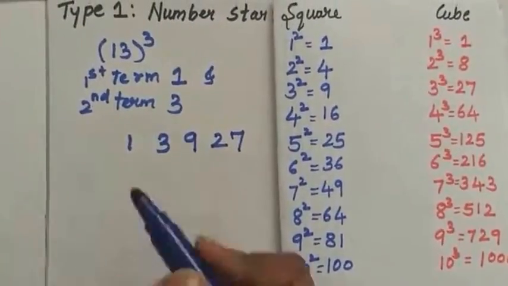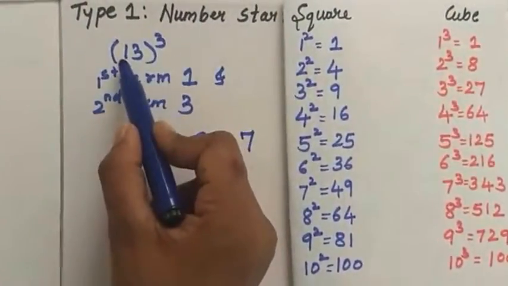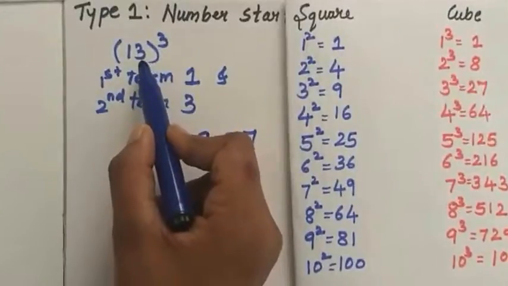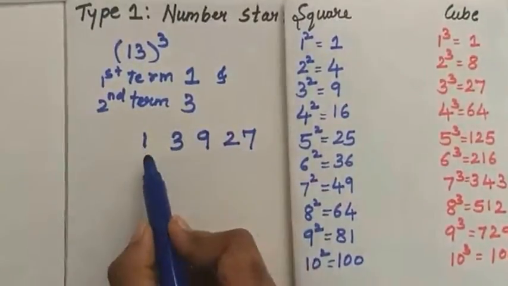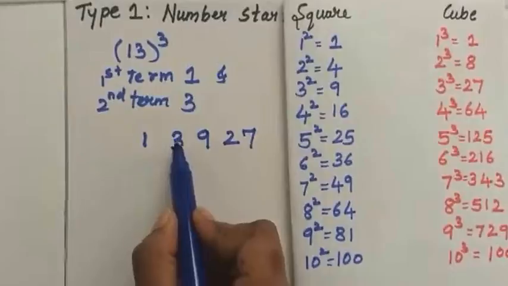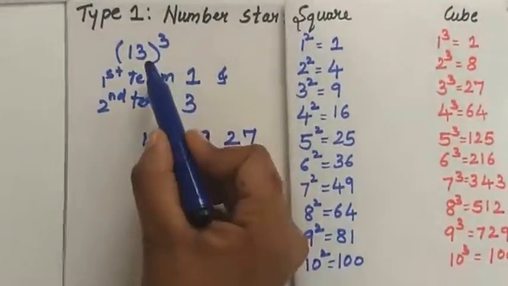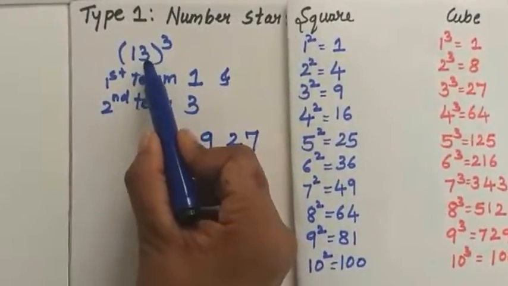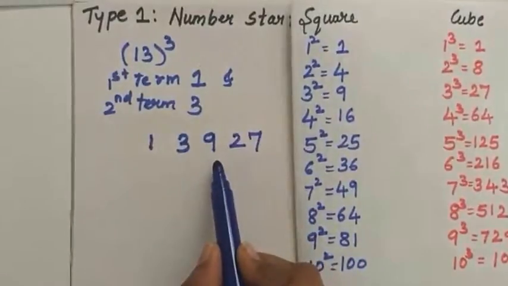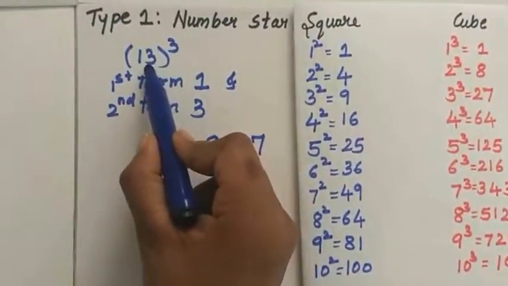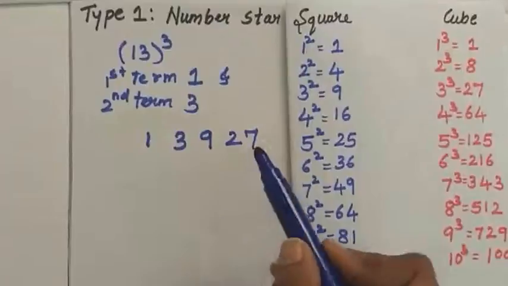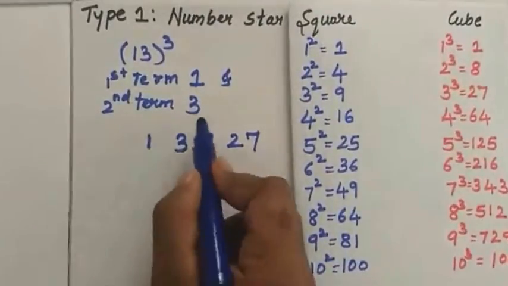So what I have done: 13 cube, first term is 1 and second term is 3. First I have written that term as it is. Then in second step, I have squared the second term, that is 3 square is 9, and again I have cubed the second term, that is 27. This is my first row.